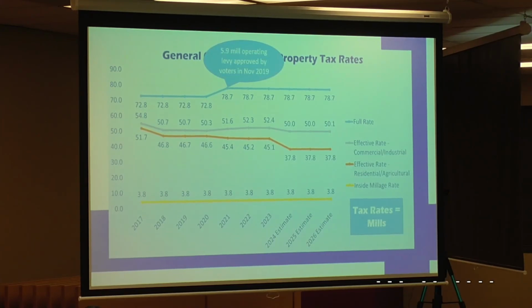An example of this is in 2019, the voters approved a 5.9 mil operating levy. We started collecting in 2021, which is why you see the bump up in 2021 on the full voted rate on the blue line. However, the commercial and industrial effective rates only increased by 1.3 mils, and the residential and agricultural effective rates actually decreased by 1.2 mils. The district never collected 5.9 mils on that levy because of how values increased.